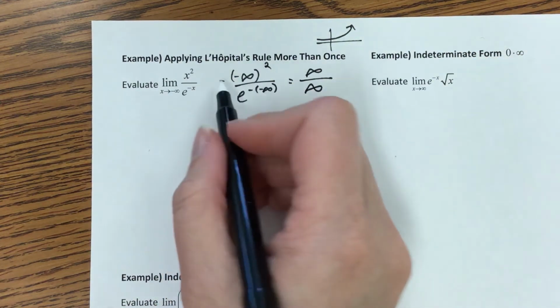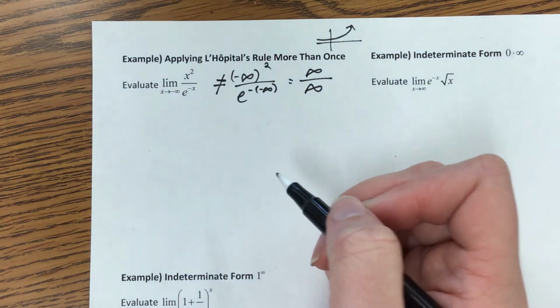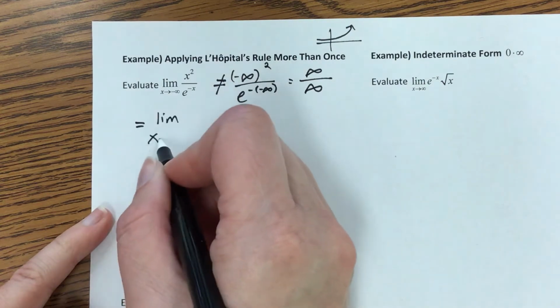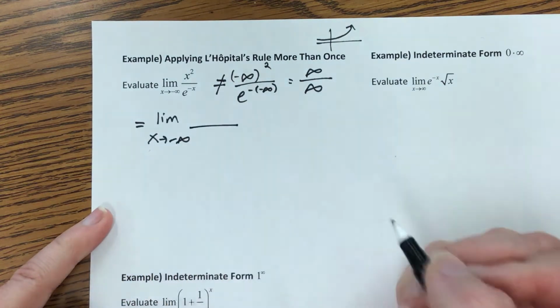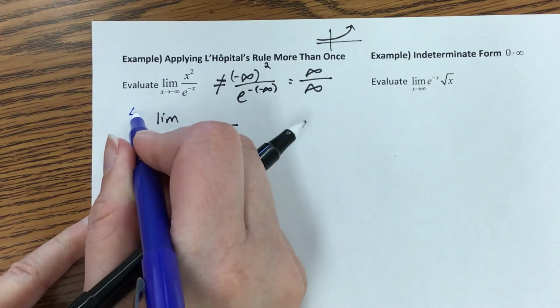We know that limits cannot actually equal infinity over infinity, so put your does not equal. And then we're going to put equals a new limit. X still approaches negative infinity. It's going to have a fraction still, but we're going to use L'Hopital's rule to simplify out our fraction.